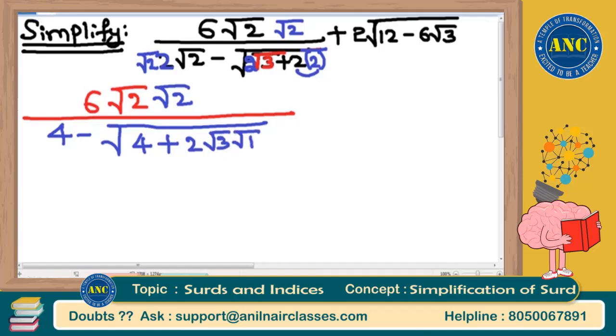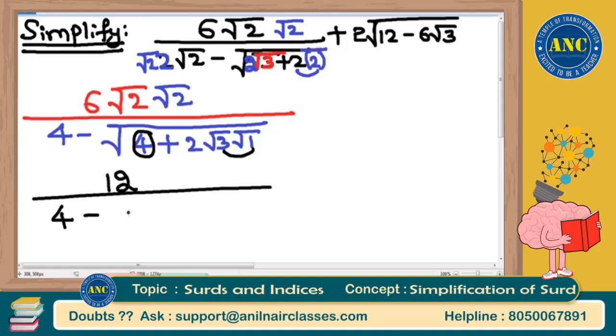But I also told you that root 3 plus 1 is 4, which is my first term. So directly I can write the numerator as 6 into 2, 12, minus 4 into this. Root 3 into root 1 is root 3, and 3 plus 1 is 4. Directly you can write this entire term as root 3 plus root 1 whole square, because there is a minus, it is root 3 minus root 1, right? Root 3 minus root 1, or it is minus root 3 minus 1.